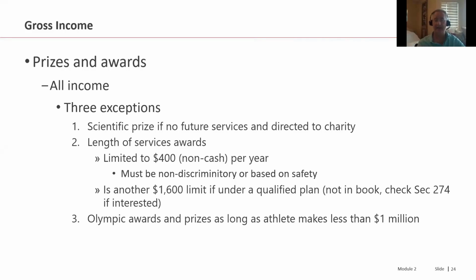And then a couple years ago, they passed a tax law that said for Olympic athletes, if you get an Olympic prize, the U.S. Olympic Committee gives away, I think it's $25,000 now for a gold medal. You do not have to include that in your income as long as, as a taxpayer, you make less than $1 million.